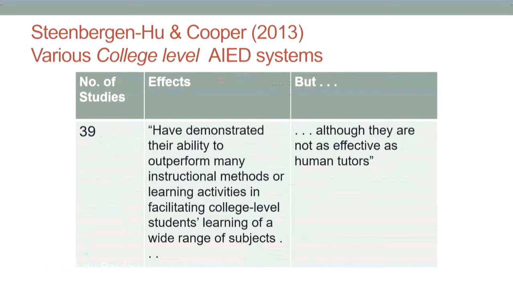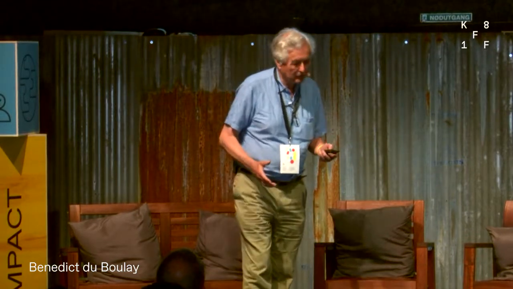Here's an example of one of those meta-analyses. These people looked at 39 studies, and they came to the conclusion, having looked at 39 studies, that they've demonstrated their ability to outperform many instructional methods for learning activities, facilitating college-level students' learning in a wide range of subjects, although they're not as effective as human tutors. Well, that's kind of okay with me. Not as good as an individual human, but better than a classroom.